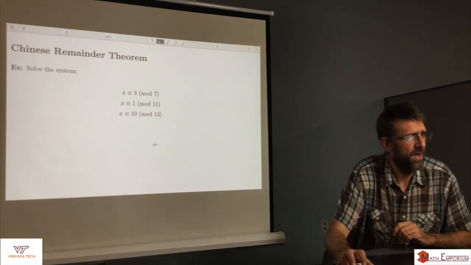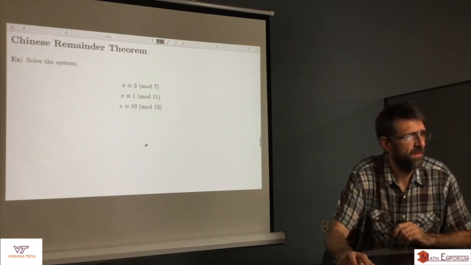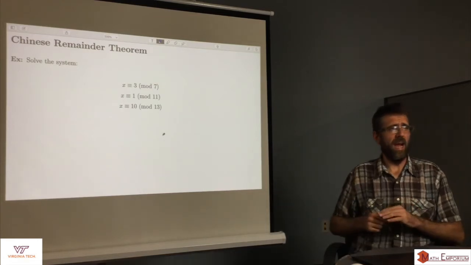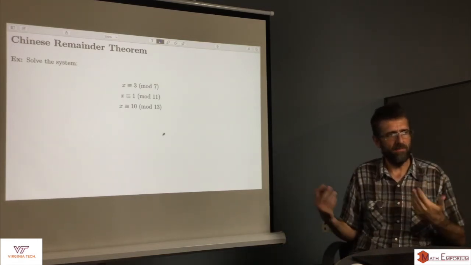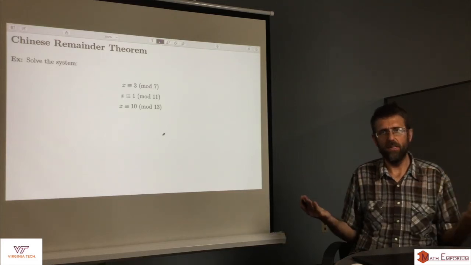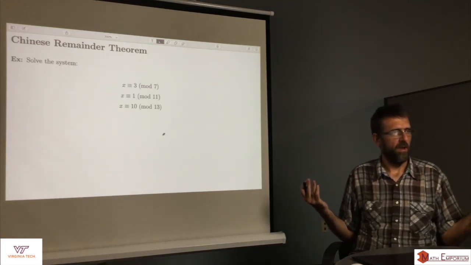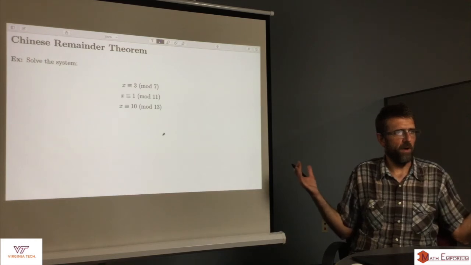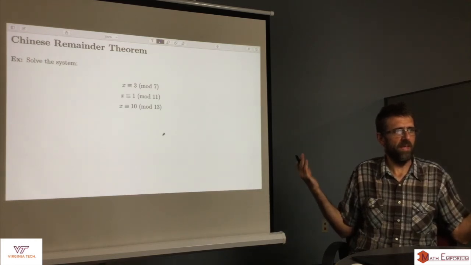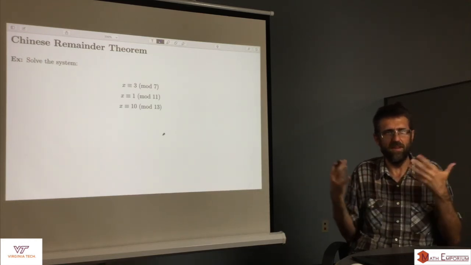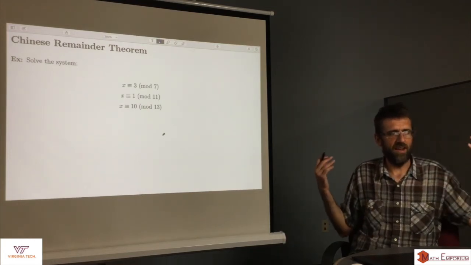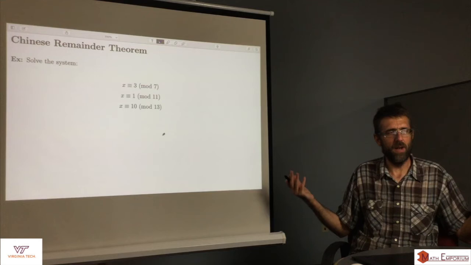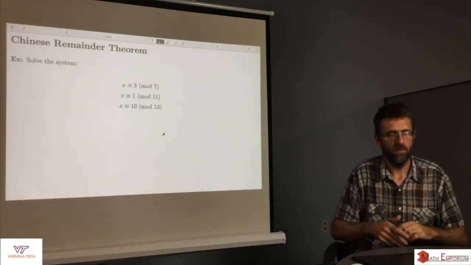Okay, so suppose we want to solve the system. We want to find a number x that is congruent to 3 mod 7, congruent to 1 mod 11, and congruent to 10 mod 13. Okay, so a priori, there's no reason to believe that such a number x should even exist. But why don't we just try to chug through and solve it and see what happens, see if we get an answer.